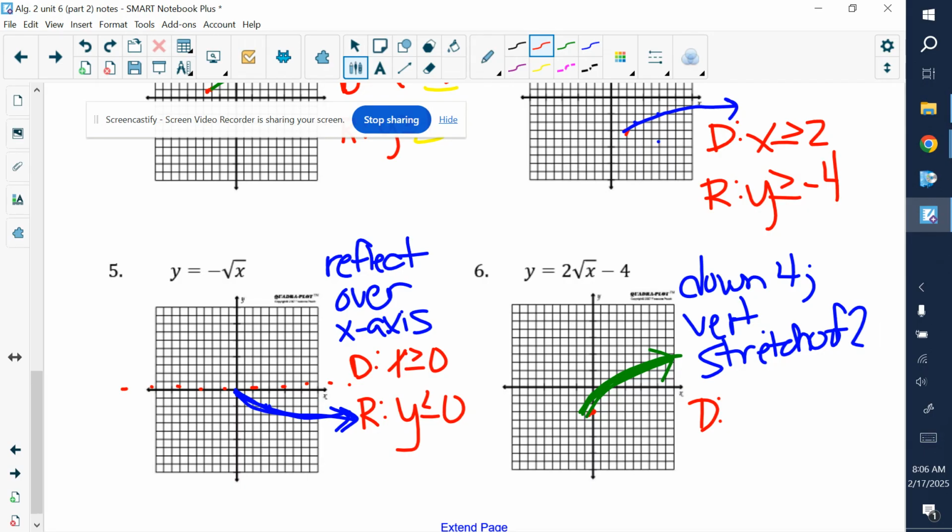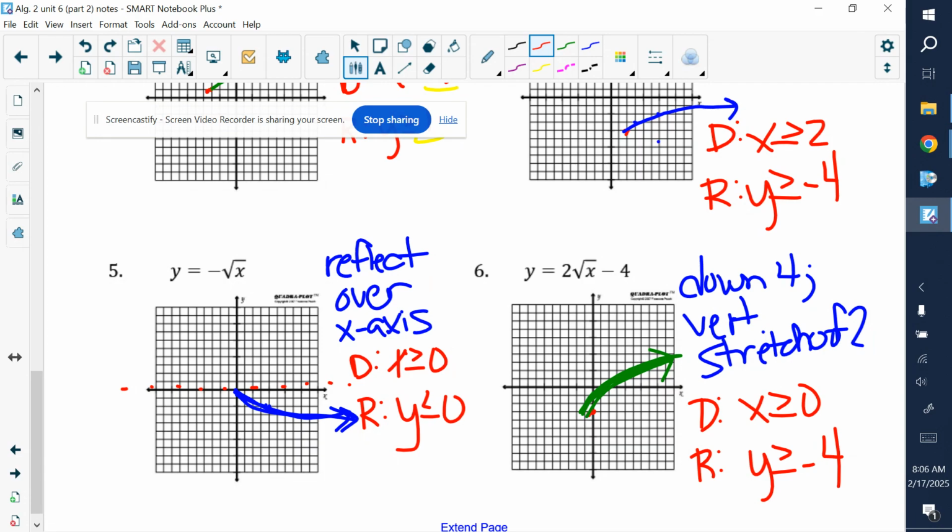My domain, I didn't shift it left or right. So my domain stays x values greater than or equal to 0, but I did go down 4. So now my range is y values greater than or equal to -4.